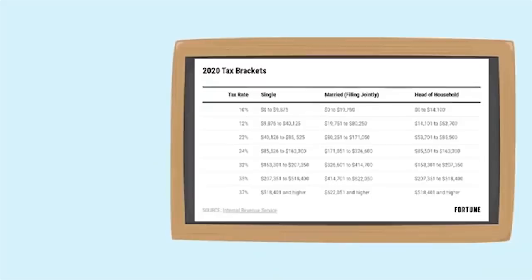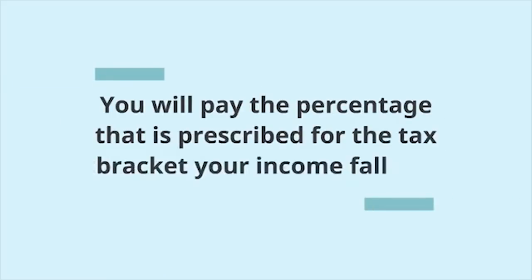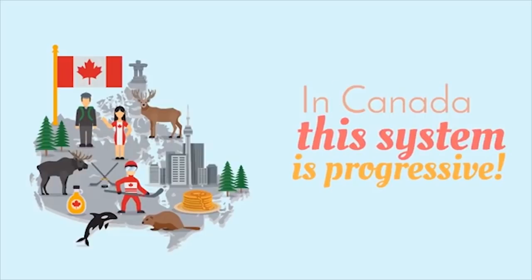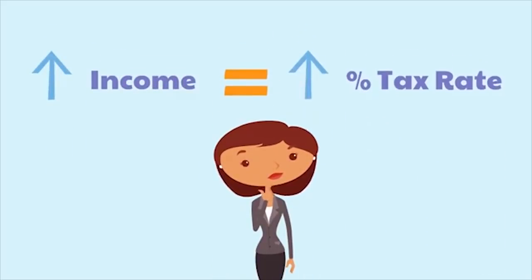The government publishes tax brackets, which are essentially categories with different income ranges. You will pay the percentage that is prescribed for the tax bracket your income falls in. In Canada, this system is progressive. This means that the higher your income, the higher your percentage tax rate. The lower your income, the lower the percentage tax rate.